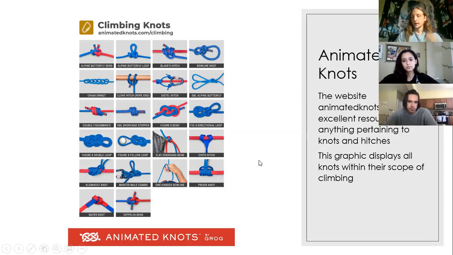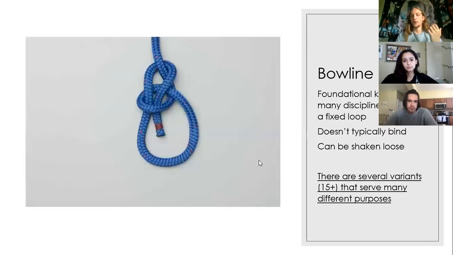So the first one is a classic. If you're doing anything at all with ropes, you probably should know this knot. Some people refer to it as the king of knots. It's super basic, super important, and very, very useful in many scenarios. So yeah, it's called the bowline. Some people say bowline, but I hear it's usually bowline.